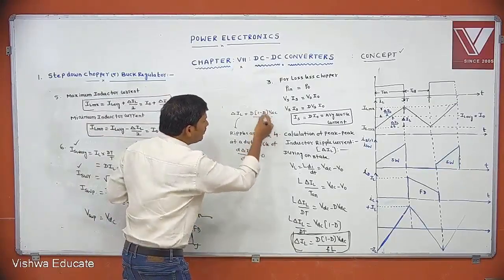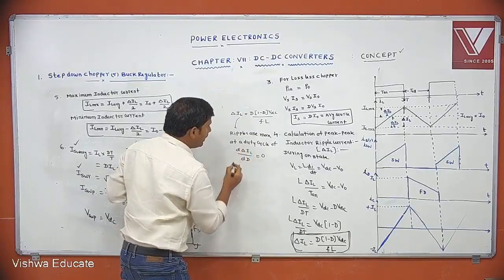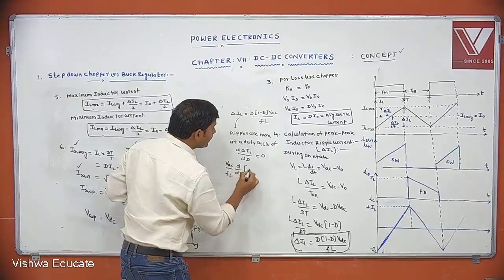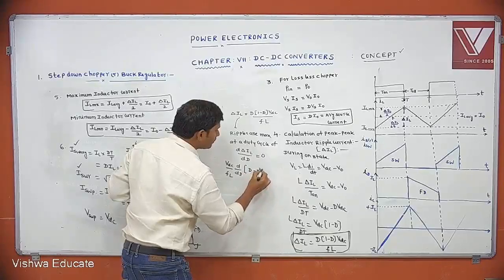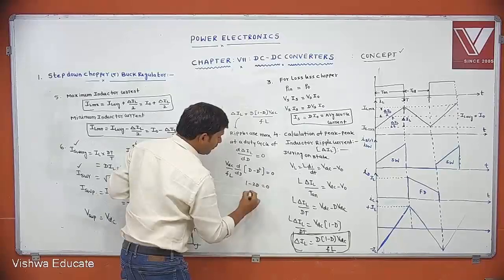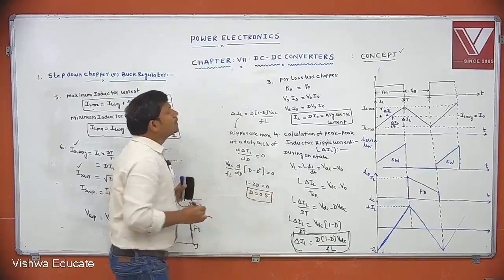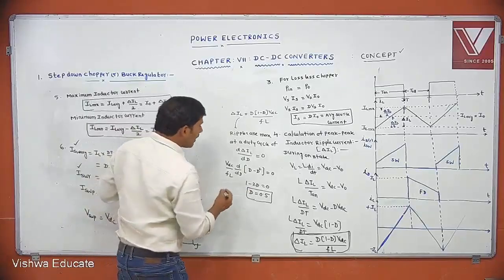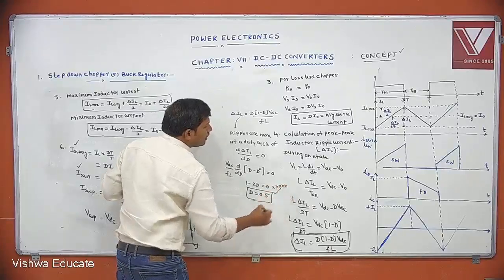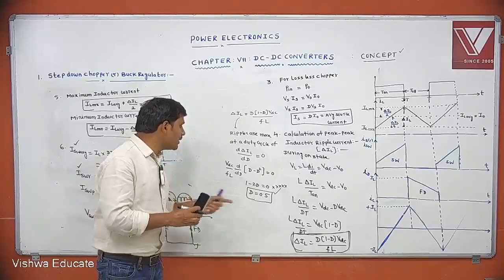If you differentiate with respect to duty cycle, VDC by FL is constant, so d by dD of D minus D square is equal to 0, that is 1 minus 2D equal to 0. Then D equal to 0.5. That is, ripples are maximum at a duty cycle of 0.5. Very important. In a buck converter or step down chopper, ripples are maximum at a duty cycle of 0.5.